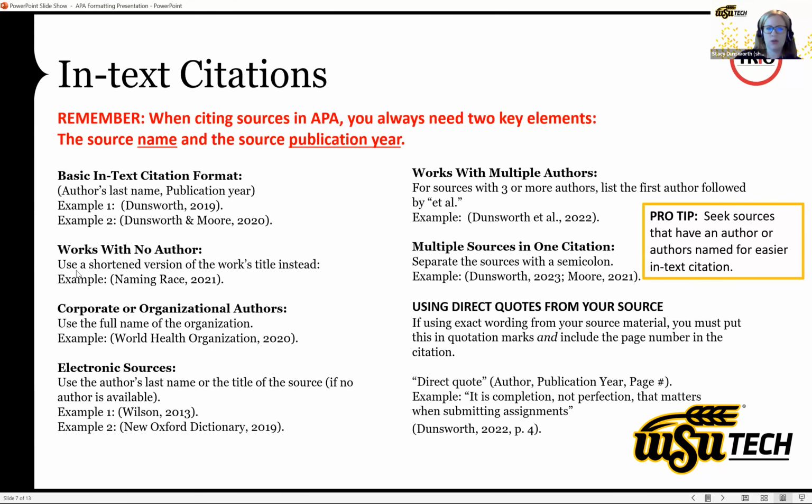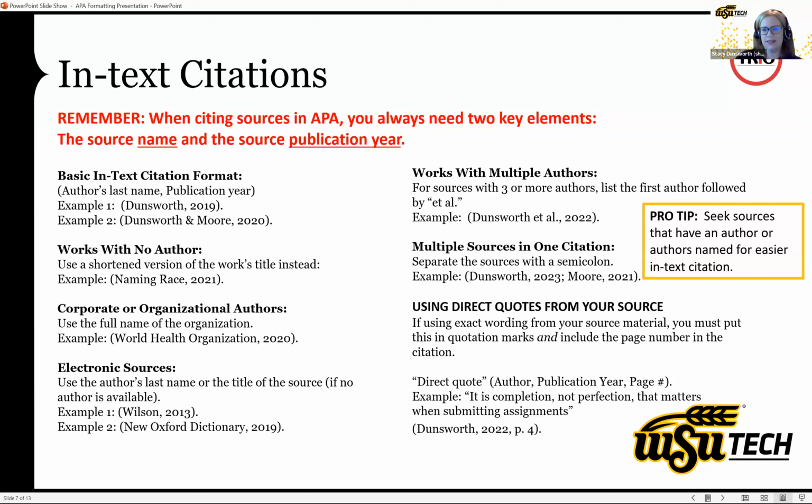If there are works with no author, then again, this is why it can be a little bit confusing, because then you'll have to use a shortened version of the work's title instead of the author's name, and that's okay. If you're using a corporate or an organizational author, then you just put that in there in place of the author name. Now, works with multiple authors, this is one to pay close attention to.